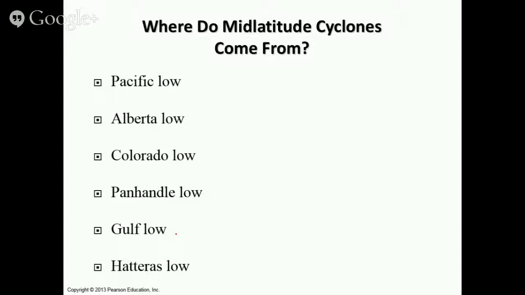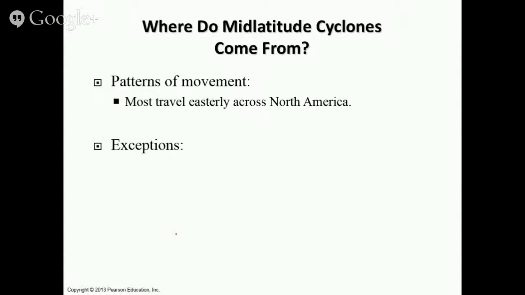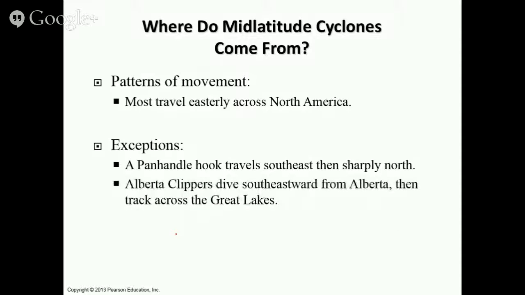So where do these mid-latitude cyclones come from? Well, they've got to be created from a wave somewhere, and these waves are typically kind of like your low pressures that are here. We've got a Pacific low, Alberta low. All these are different types of low pressure systems that can originate mid-latitude cyclones. Most times they'll travel easterly across North America. There are a few exceptions. Sometimes the Panhandle hook will go southeast and then sharply north. Alberta Clippers dive southeast from Alberta, Canada, and then track across the Great Lakes.